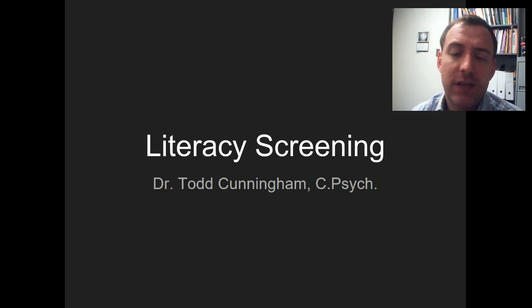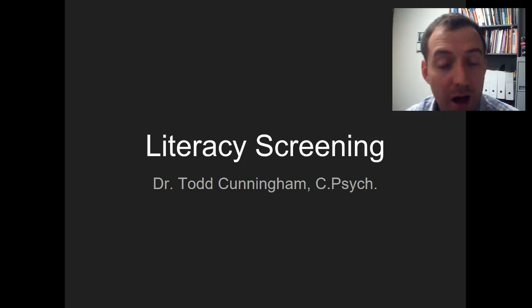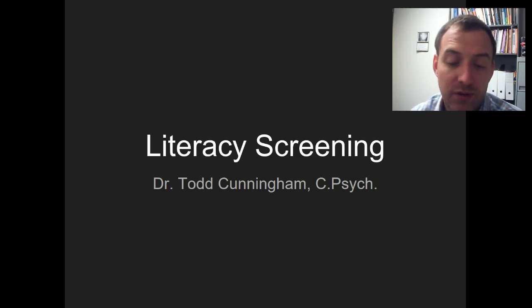And what's really important with screening, the reason we use screening, is so that we can identify who these different students are, because different students are going to need different amounts of support. So those who are at the head of the class are going to need less support than those whose skills are still developing.